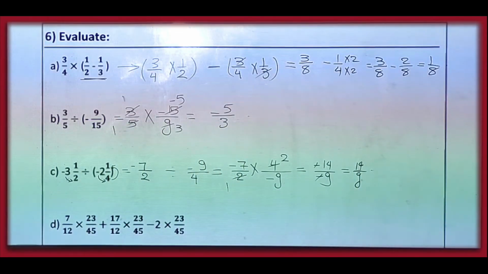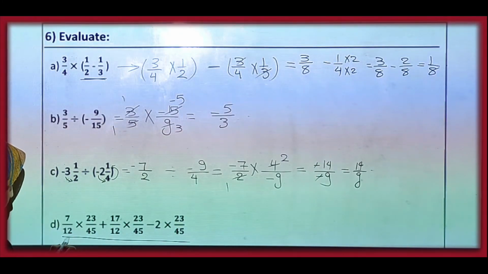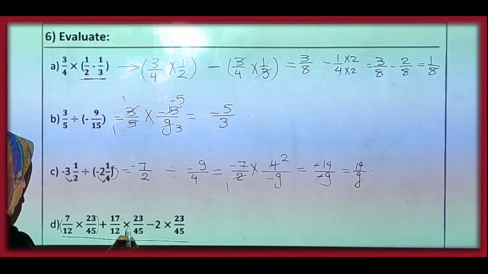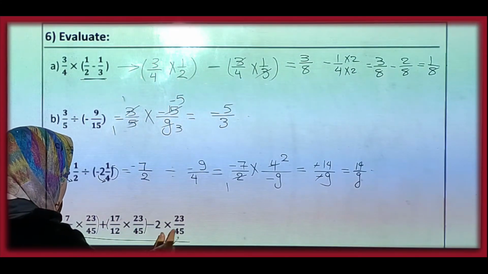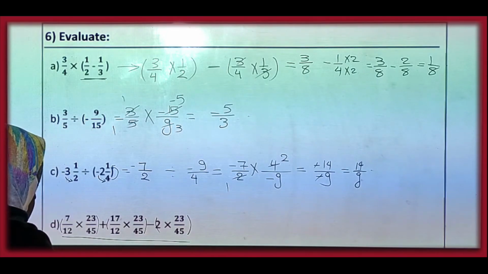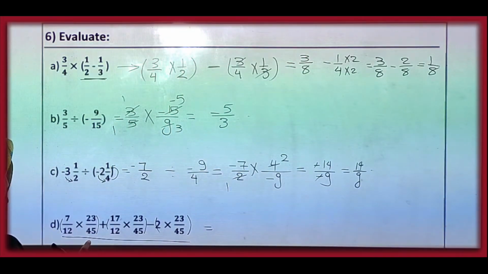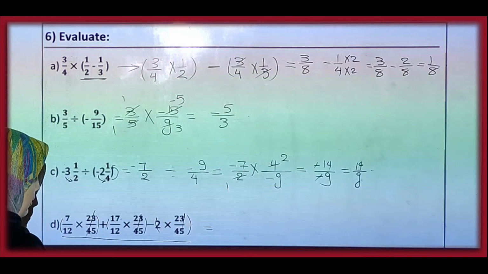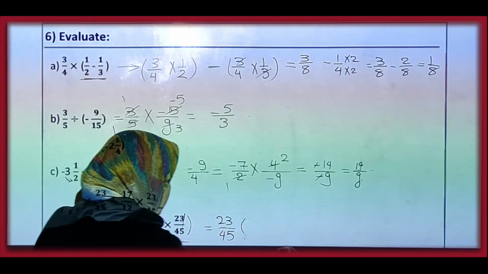Letter D, this form is distribution. 7 over 12 multiply 23 over 45, then 17 over 12 multiply 23 over 45, minus 2 multiply 23 over 45. We have 3 terms. At first, we find the common factor between them: 23 over 45 is common between the terms.